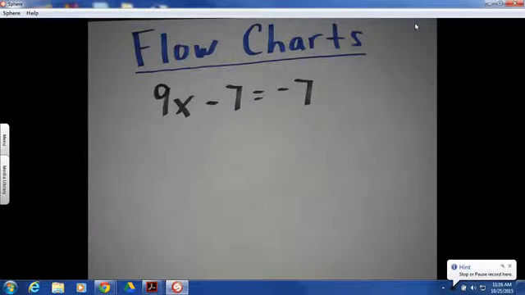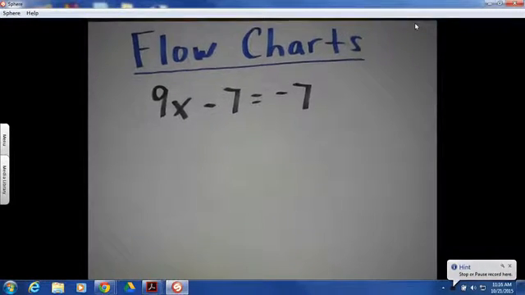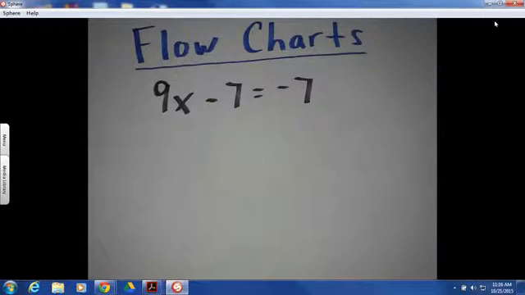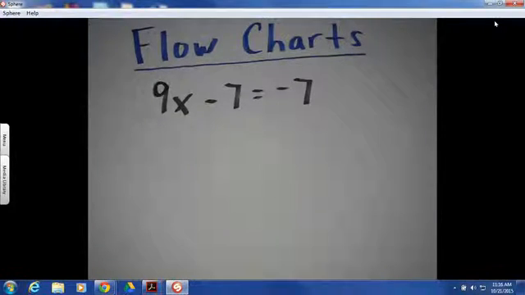Hi, it's Mr. Bernay, and today I'm going to show you a method of solving equations that makes things very simple. The method is called the flowchart method. So we're going to solve equations using these flowcharts. My first example is here.